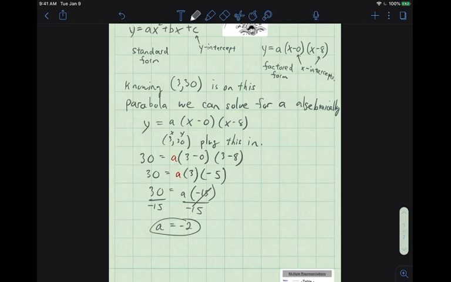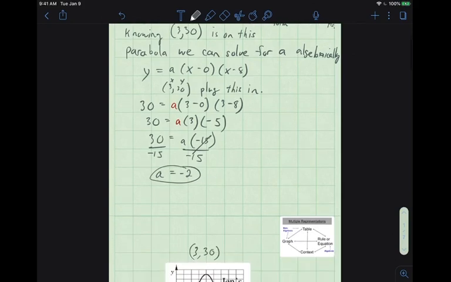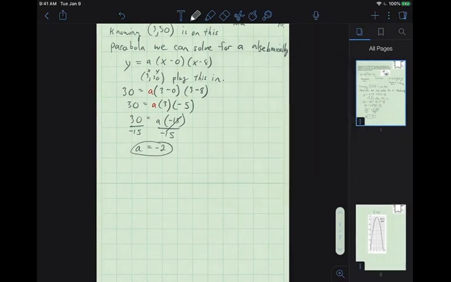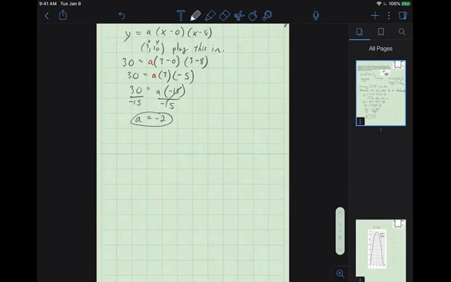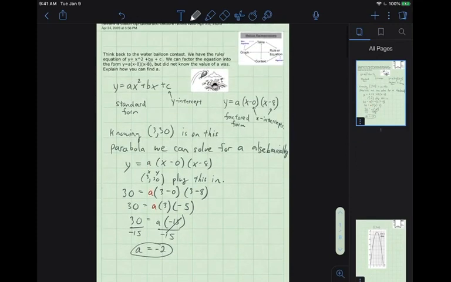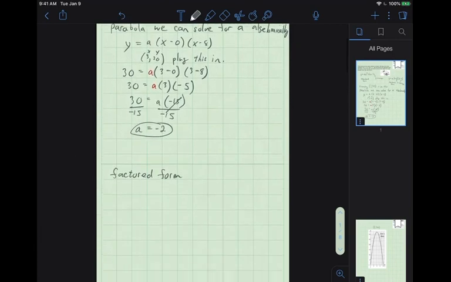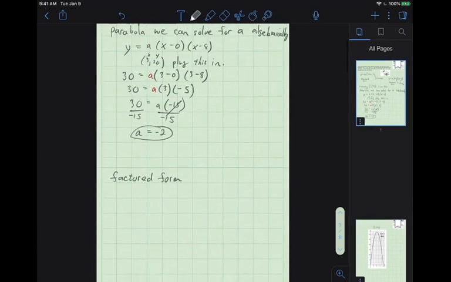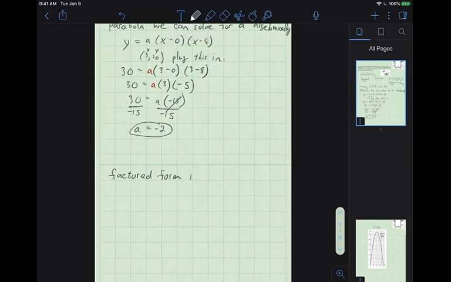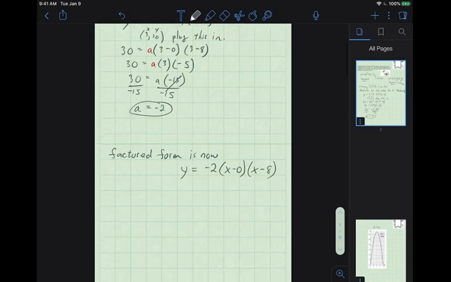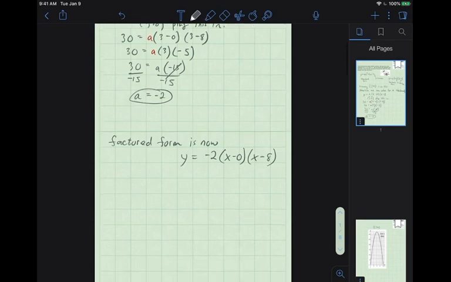So from here, we know now, let me add another page, that factored form for this particular equation, for this water balloon toss for this person, what's her name? Jen, right? Looks like it is now y equals negative 2 times x minus 0, x minus 8. What about standard form?